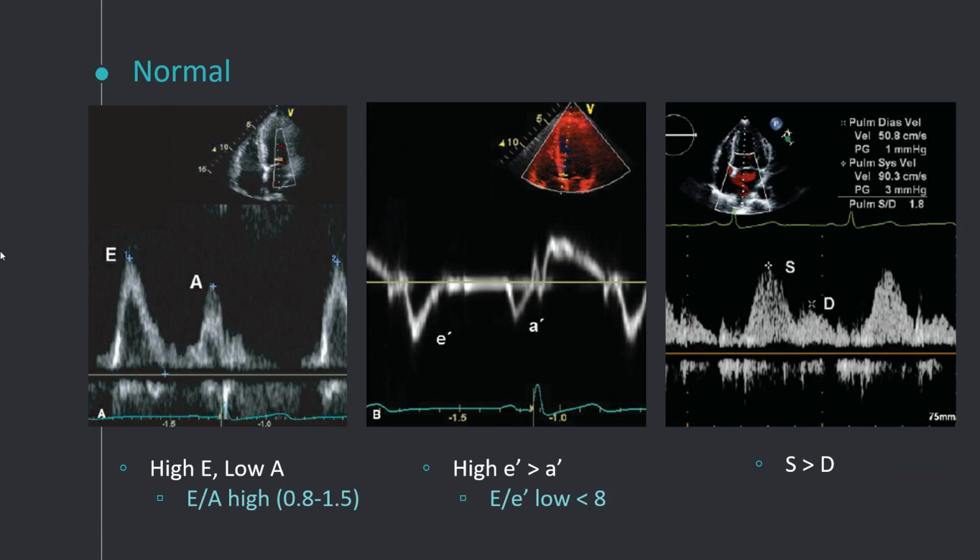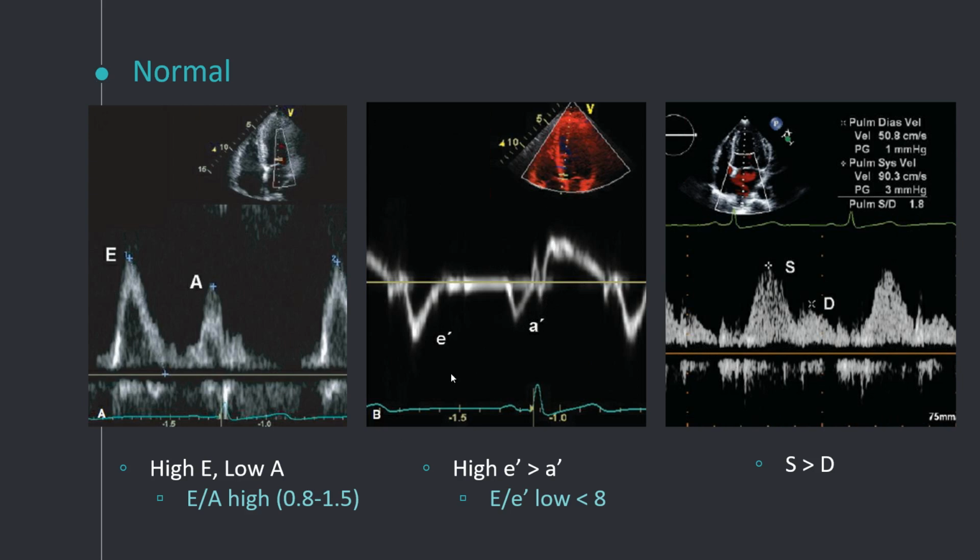So here is normal, just a quick recap. We have the mitral inflow signal here. As I said, the early diastolic filling is rapid, so you have the high E wave. You have the late diastolic filling by the atrial kick, which is a little bit less than the early diastolic filling. So you have the high E wave, low A wave. So the E to A ratio is going to be on the higher side, 0.8 to 1.5. It's not going to be super high, but it's going to be higher than in early diastolic dysfunction. It's going to be in this range.